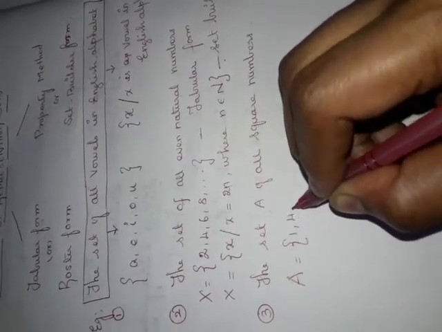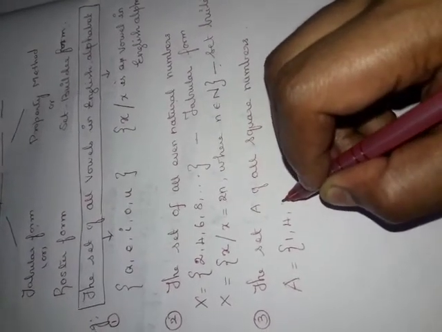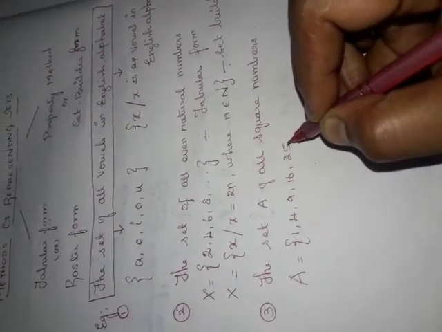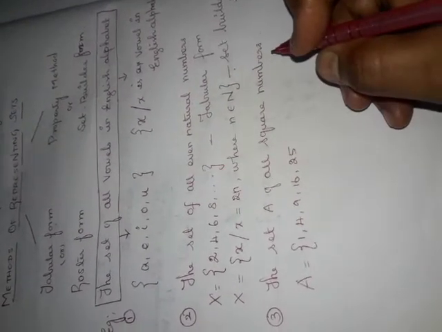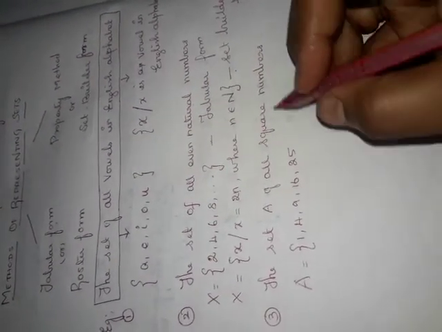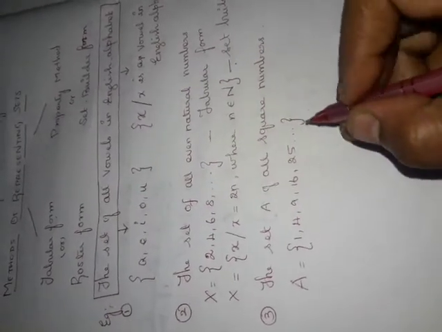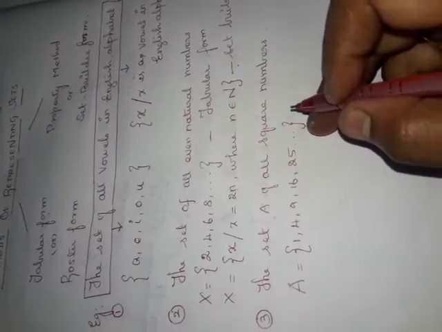1, 4, 3 3s are 9, 4 4s are 16, 5 5s are 25. These are all square numbers, right? And again they have not given up to what square number. It goes on. So we will place 3 dots, which means it goes on. This is the way of expressing the given set in the tabular form.